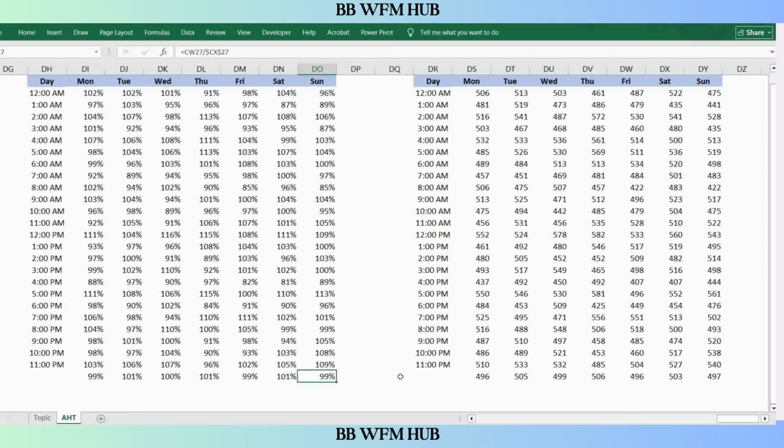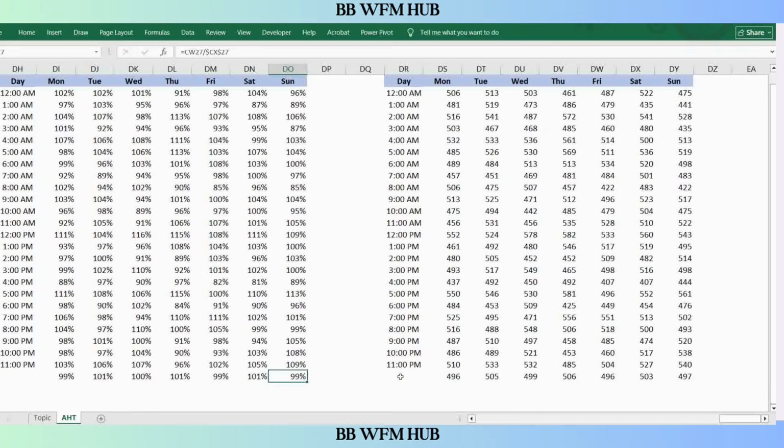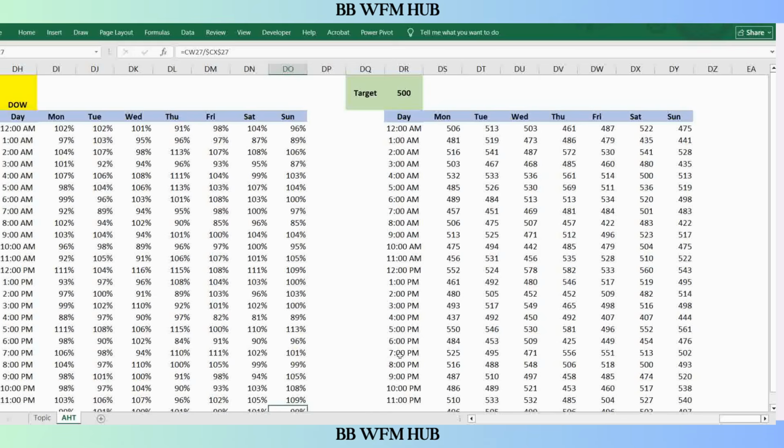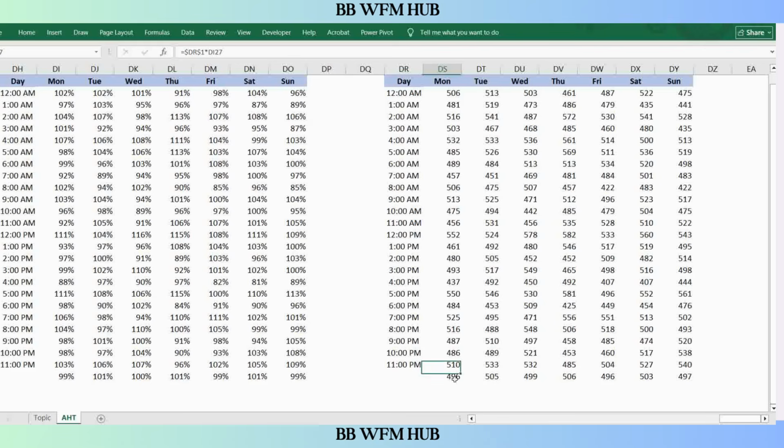in intervals and in days. So for example, it's just an example, the target is 500 seconds. The targeted AHT is 500 seconds. So we are going to break it down in intervals as well as in the days. So first let's do it with the day of the week.